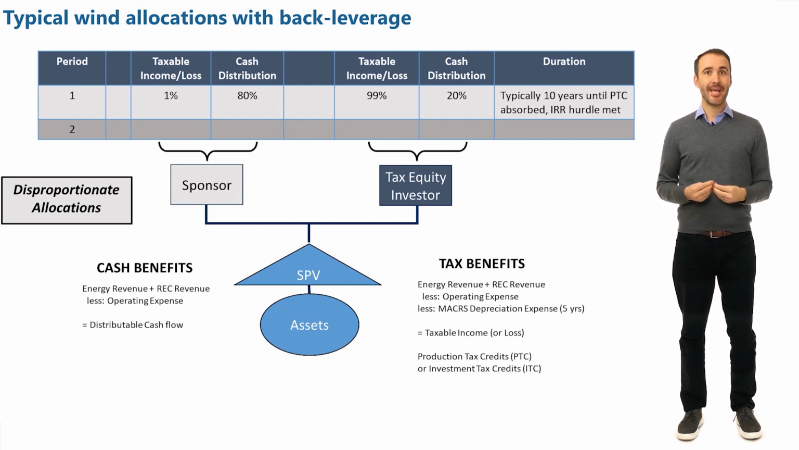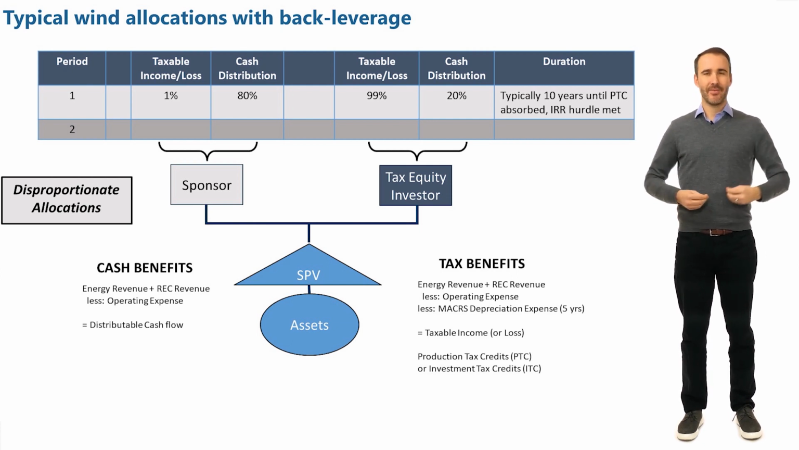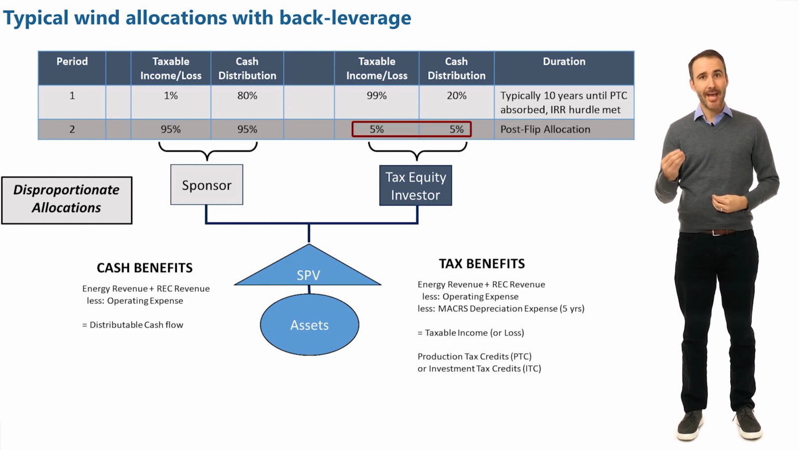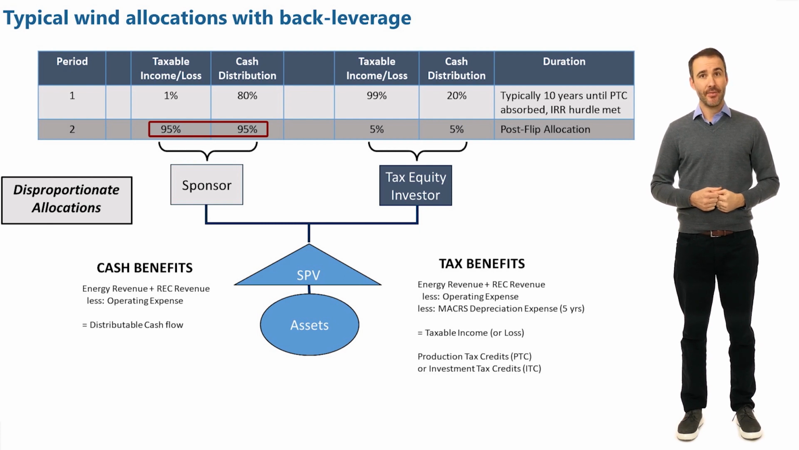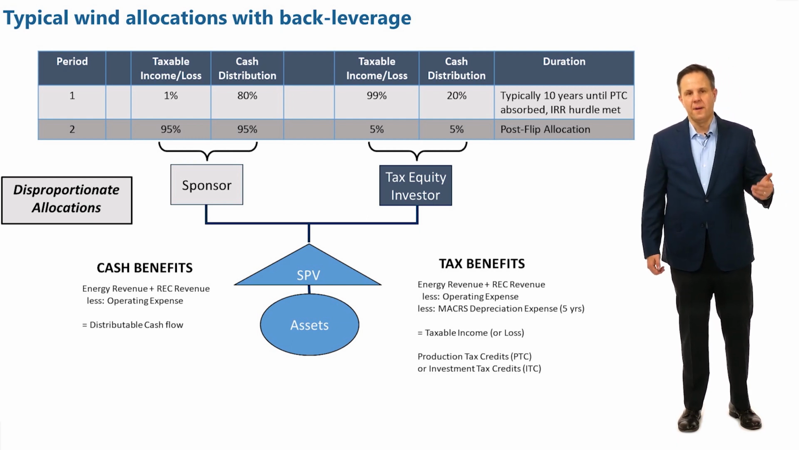So in period 2, the allocations flip such that the tax equity investor receives 5% of the tax attributes and 5% of the cash distributions, and the sponsor receives 95% of both the tax attributes and the cash distributions. The question really is, why 5%, David? Surely the tax equity investor would rather just exit the partnership. The same safe harbor ruling that I just talked about states that the tax equity investor must have a minimum interest in the partnership income and gain equal to 5% of its largest allocation percentage of profit and loss during its ownership of an interest in the partnership.